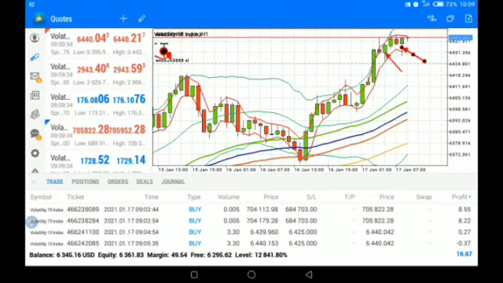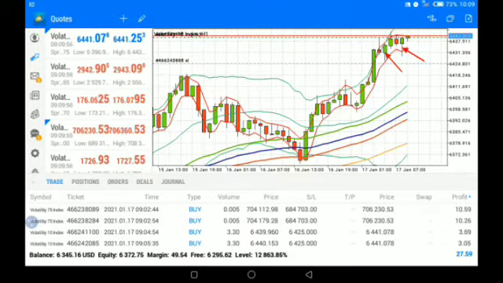So these candlesticks per se, these two bullish candlesticks, are telling me that the buyers, the participants of the market, are interested in buying. There are more buyers in this market than sellers. There is more buying interest than selling interest in this market. So that is why I took this entry.